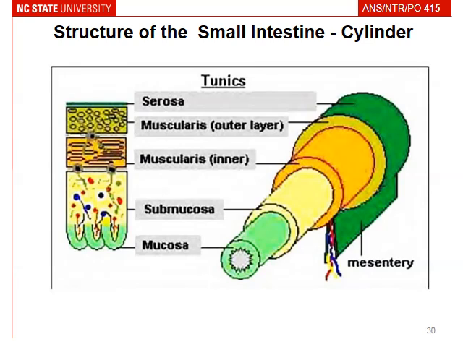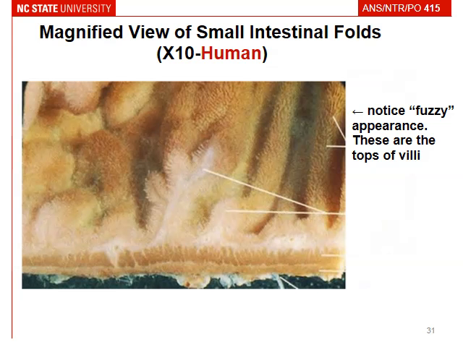And then we have the submucosal layer followed by the mucosa. We also have the mesentery, which is connected to the serosa. It's another component of the connective tissue, which is keeping everything in place within your abdominal cavity.